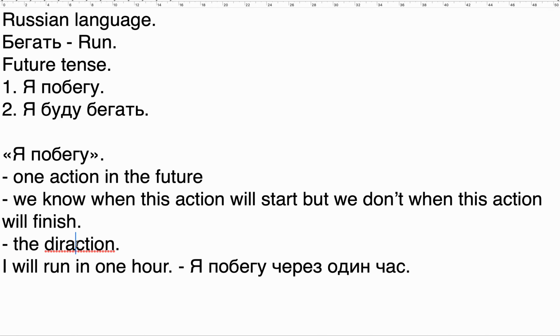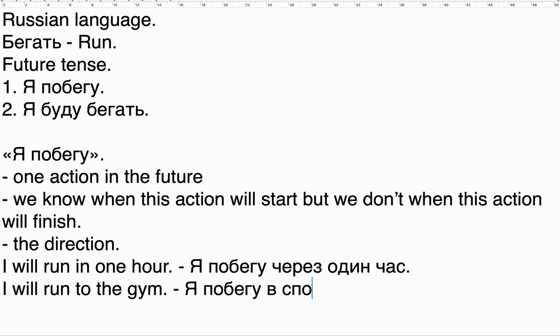Direction. What I mean? For example, the English sentence: I will run to the gym. We translate it into Russian like я побегу в спортзал. Our direction is the gym, спортзал. That's why I use this version, я побегу в спортзал.